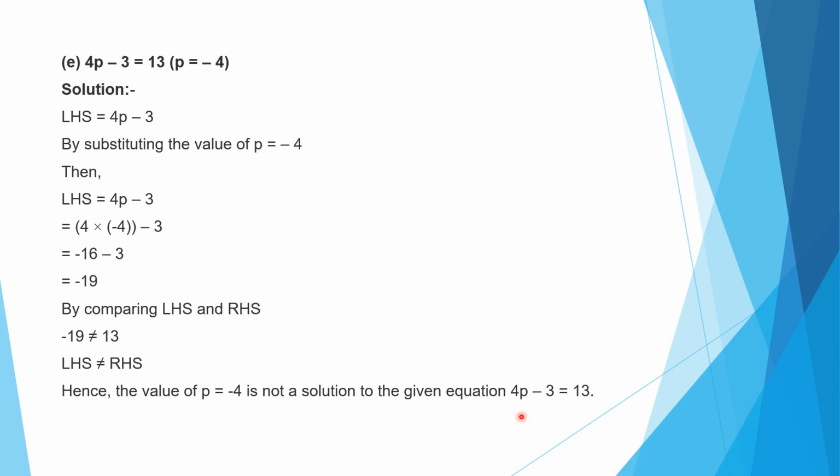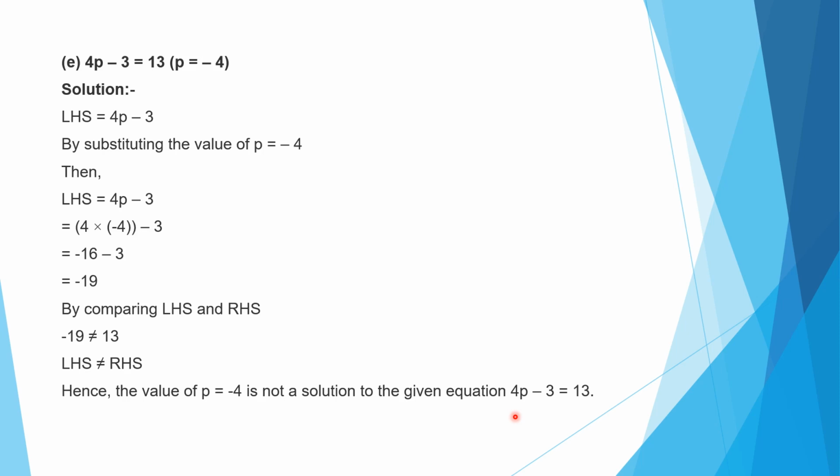I hope these kinds of sums are very clear for you, right? We just have to put the value of the variable, solve the sum, and compare the LHS and RHS. If LHS and RHS are not equal, then it is not the solution.